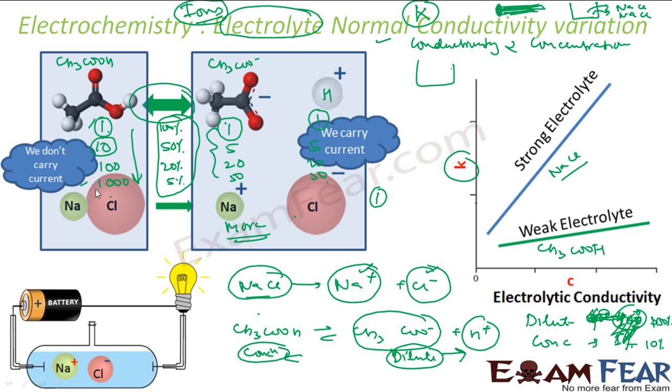And that's why, if I'm increasing the concentration from 1 to 1000, the conductivity will increase only from 1 to 50. And that's why for the weak electrolyte, the slope is not that steep, right? The rate of increase of conductivity on increasing the concentration is not as high as we have in the case of a strong electrolyte. Hope you understand this.